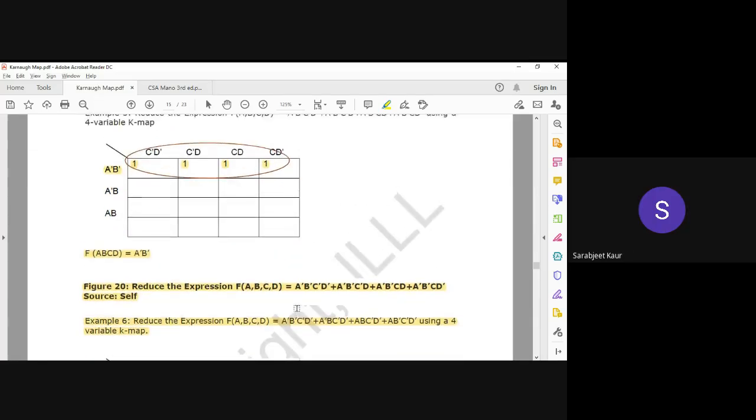Let us try and do the next question then. The next question is again for a four variable Karnaugh map. Please try it out yourself. Ma'am, which one? Example 6, right? Example 6, yes.